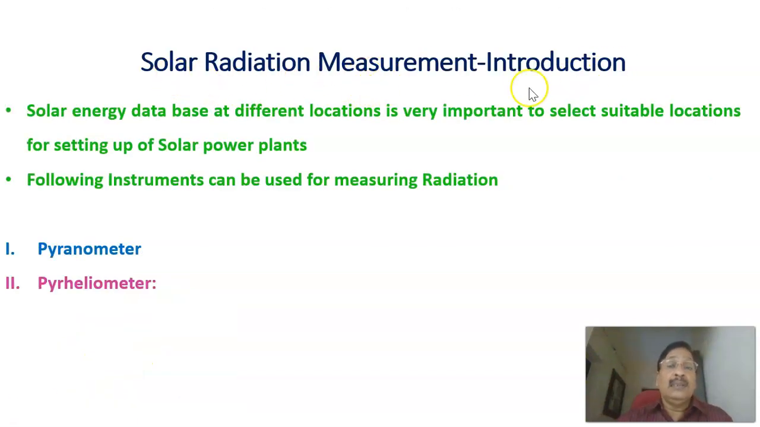Solar radiation measurement is very important as the database for locating solar plants, etc. And there are two solar measuring instruments. The pyranometer, which I already explained in part 1, can be used to measure direct plus diffuse radiation, that is, total radiation. In this part, I'll be explaining the pyrheliometer, which can be used to measure the direct radiation only, beam radiation only.